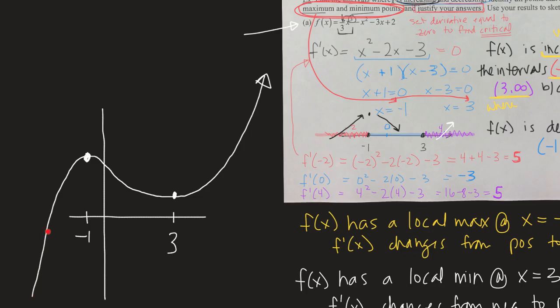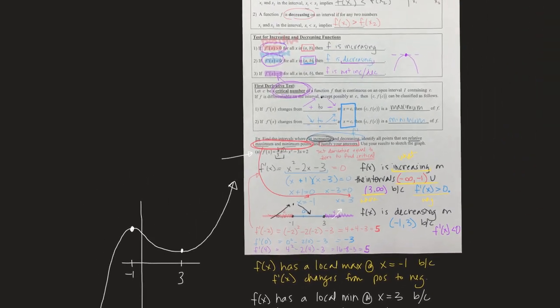Our function is increasing to -1. And then our y values are decreasing between -1 and 3. And then we're increasing again after 3. So there's a nice sketch of your function that happens to be a cubic function. Those are what our derivative tests tell you, where our function is increasing and decreasing, which helps us to find our relative maximums and relative minimums.